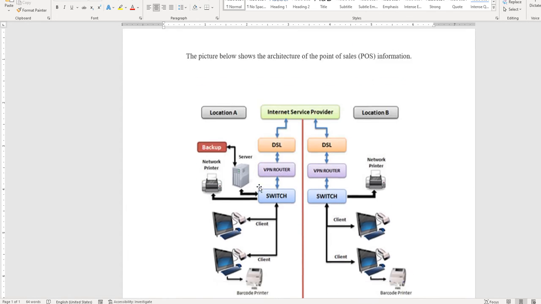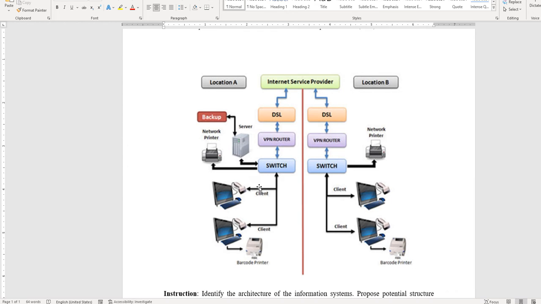The discussion consists of a POS system information system diagram. POS system means point of sale system, like the card swiping we do at stores, right? When we visit a store and purchase something and pay money using our debit or credit cards, to make that payment we need a point of sale system. The machine that is used for swiping is called a point of sale system.